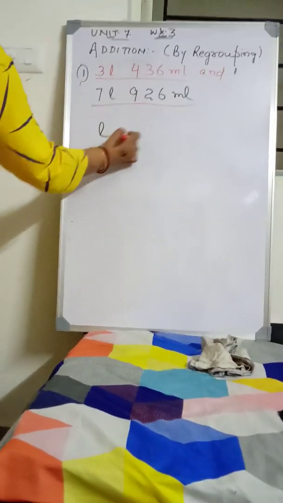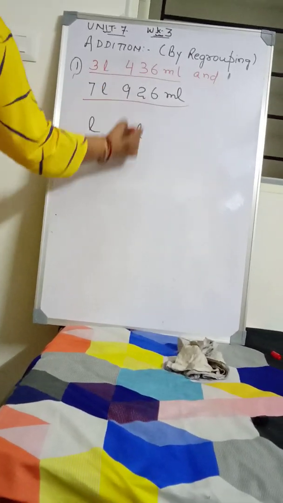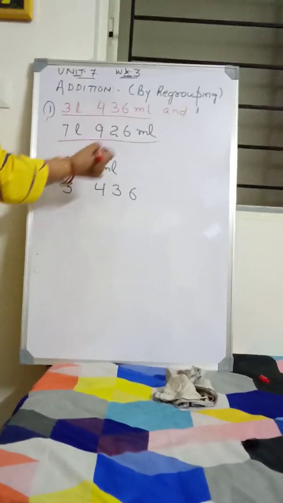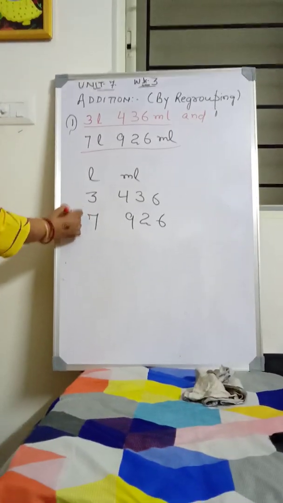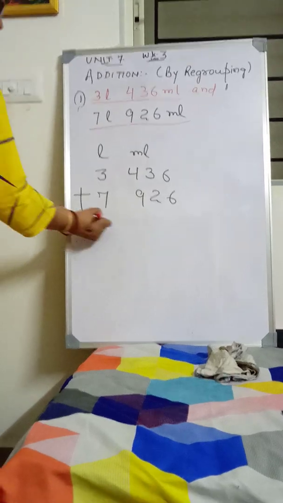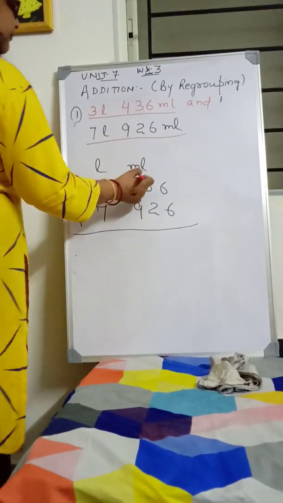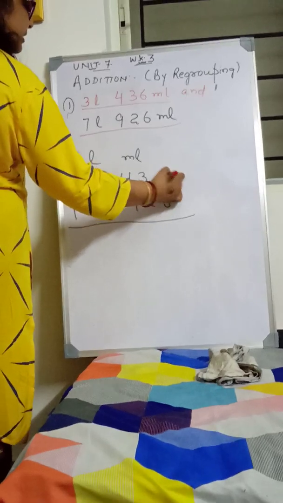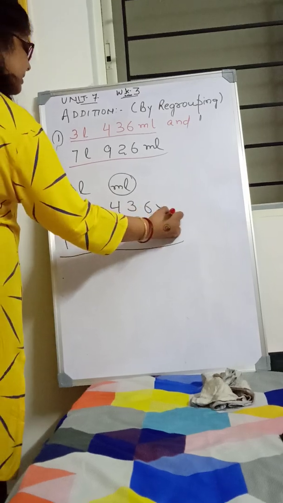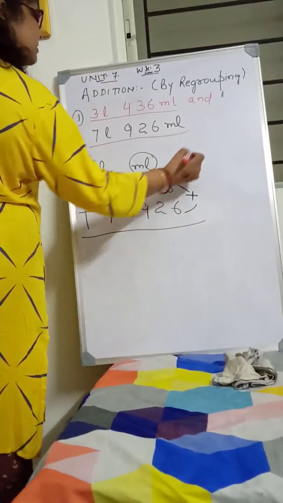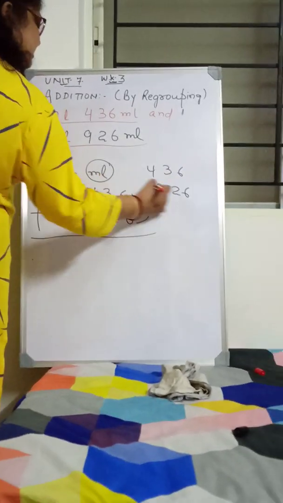So let us take two columns, liter and milliliter. Firstly write down 3 liter 436 milliliter. Write down just below this 7 liter 926 milliliter. Now put the addition sign, since we are doing addition. Now let us add it. We start the addition from the right side, with the smaller unit. That is, 436 will be added with 926. So let us do the addition. 436 and 926.